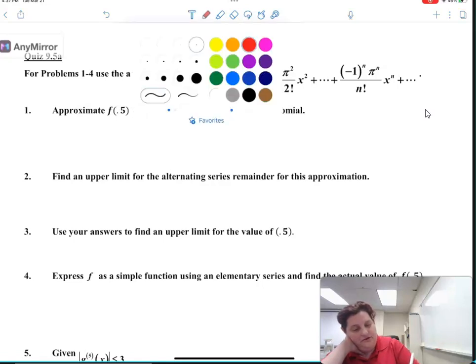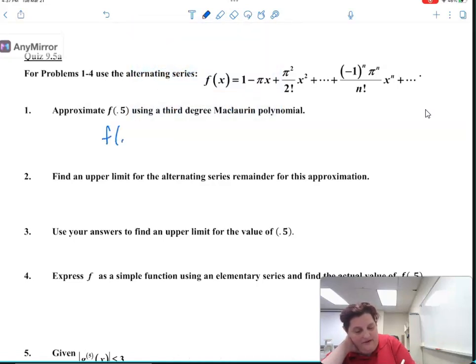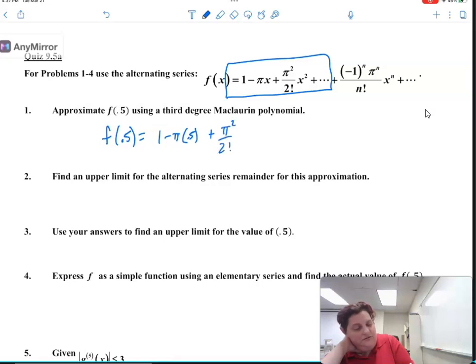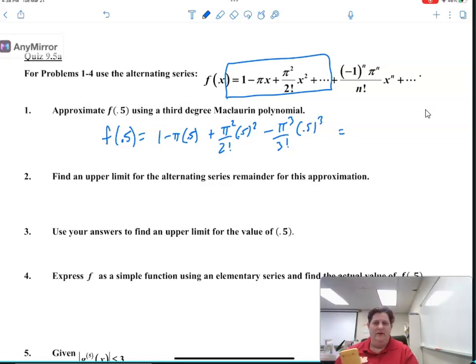Okay, so f of 0.5. Now, 3rd degree means it goes out to x to the 3rd. So it's 1 minus pi times 0.5, plus pi squared over 2 factorial times 0.5 squared. It's alternating, so it's minus pi to the 3rd over 3 factorial times 0.5 to the 3rd. And then I just type this in my calculator, okay?